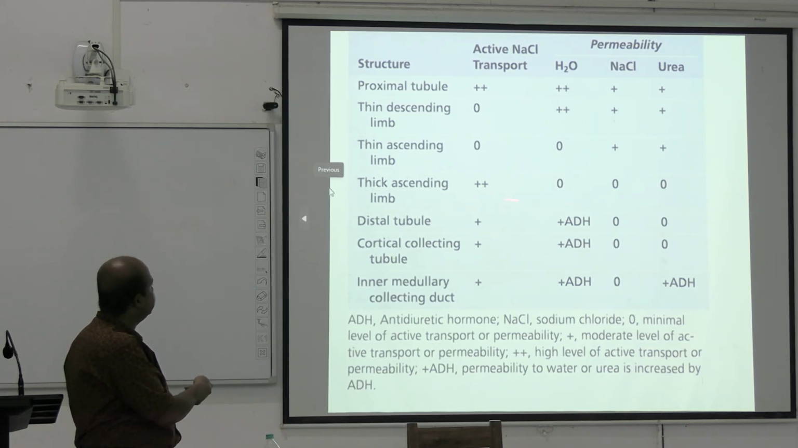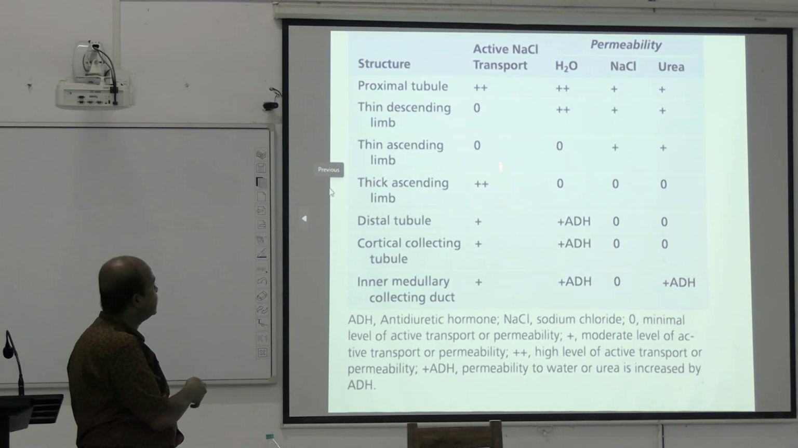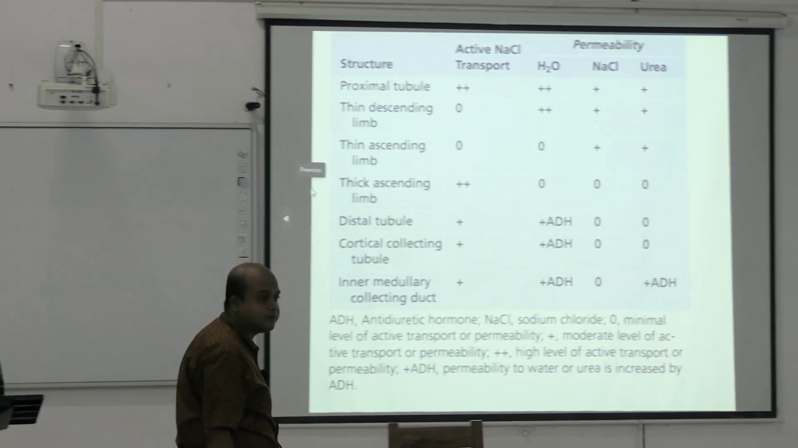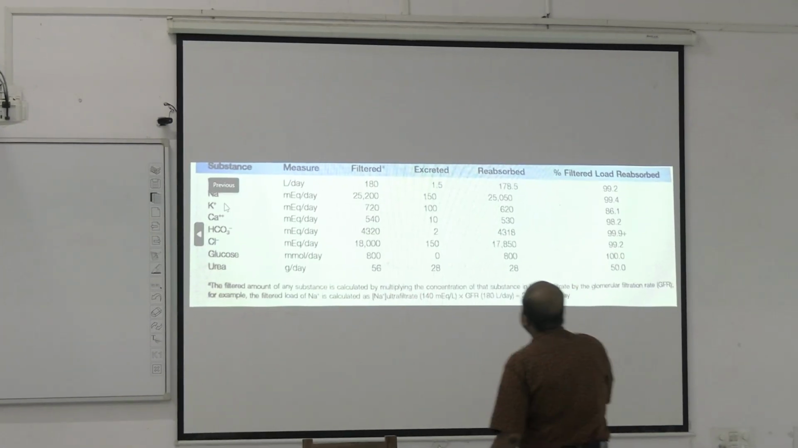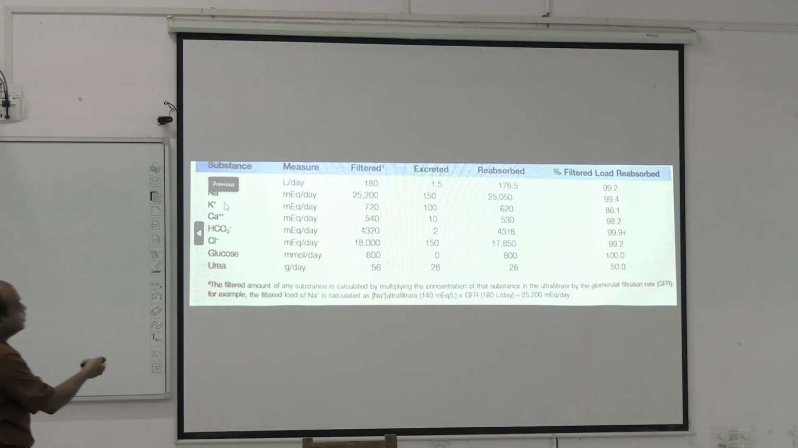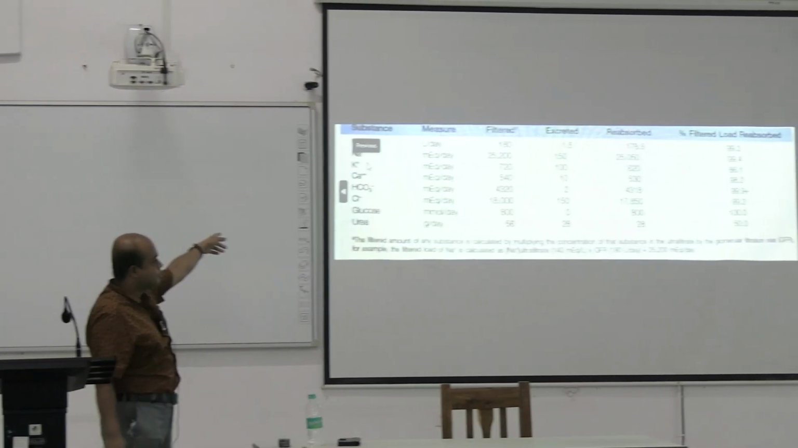In the thick ascending limb, permeability to everything is zero. Permeability, that is diffusion, but active NaCl transport is possible. Active NaCl transport means through the sodium potassium ATPase pump. Values are not so important, but this is just depicting filtered load and reabsorbed.